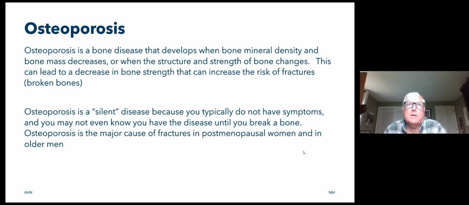Osteoporosis is silent, and that's what's important to remember most of the time. It's typically non-symptomatic unless you break a bone. Osteoporosis is the major cause of fractures in postmenopausal women and in older men.